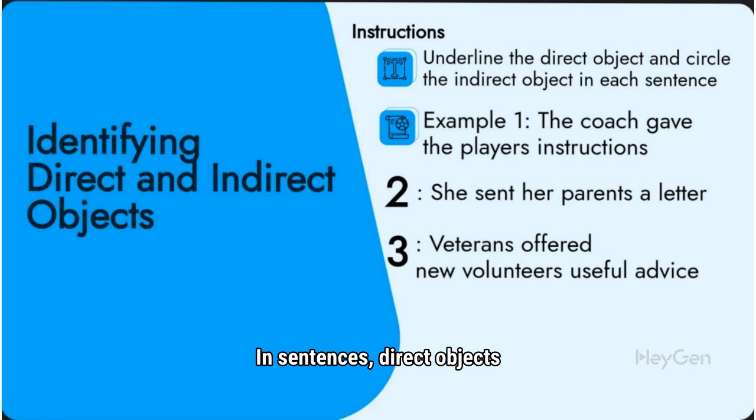In sentences, direct objects receive the action, while indirect objects indicate to whom or for whom the action is done. For example, in "the coach gave the players instructions," instructions is the direct object, and the players is the indirect object. Similarly, "she sent her parents a letter" has letter as the direct object and her parents as the indirect object.